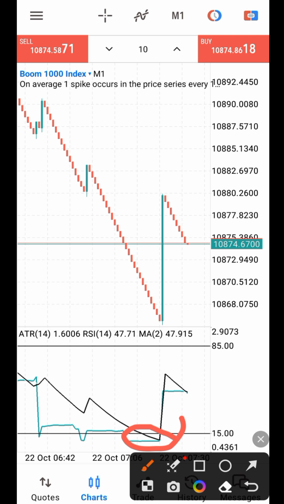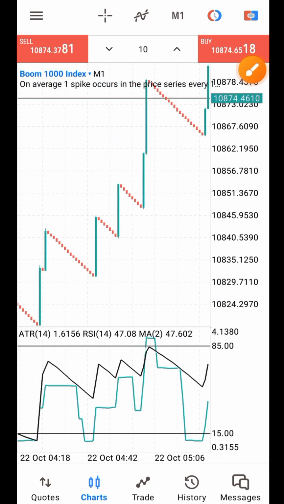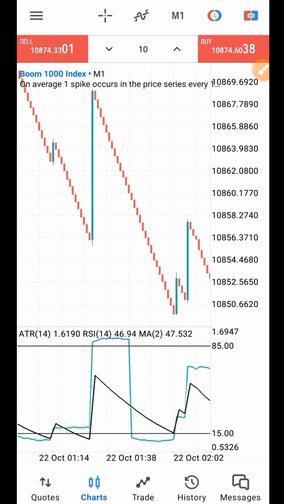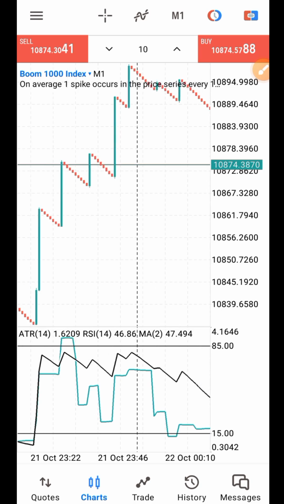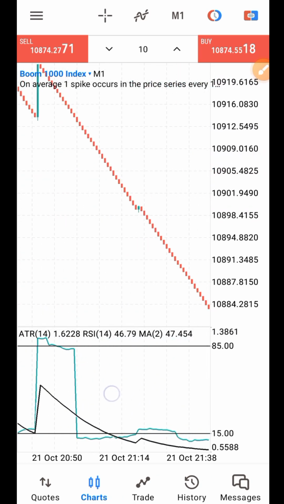If you are catching the spike, once the black moving average is getting close to the green, you buy. If a spike is going to happen, it's going to happen within 1 or 2 minutes. But if you are not catching the spike, you wait for the black line, which is the moving average, to cross the green. That is where you trade against the spike. But it's commonly very good for catching spikes.